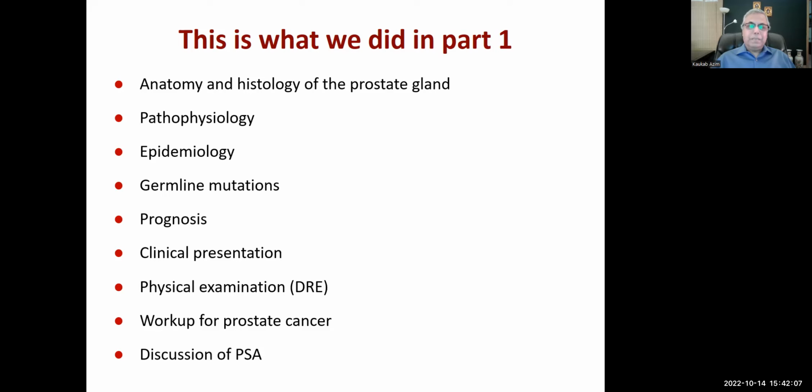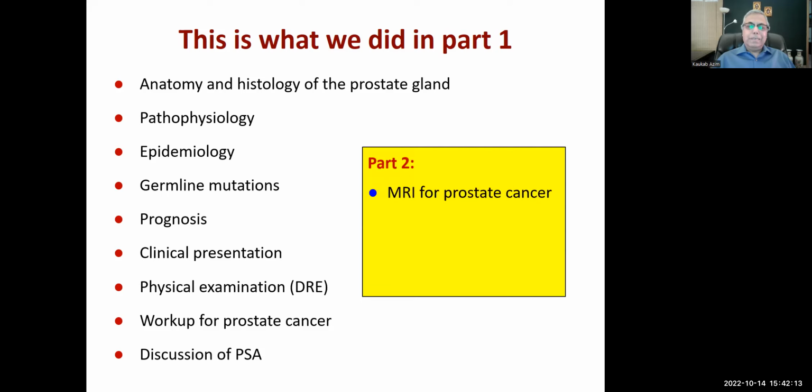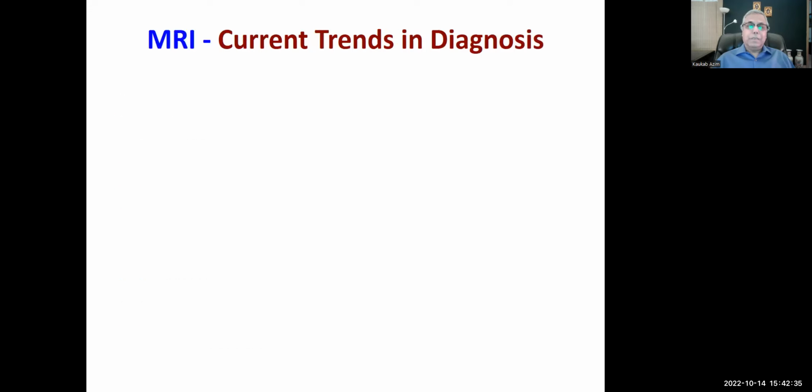So with this background, now we are going to start this second part in which we will discuss the use of MRI for prostate cancer and prostate biopsies, and we will discuss in detail the Gleason score with the help of an analogy. And we will also have a quick look at risk stratification of prostate cancer. So let's start with MRI.